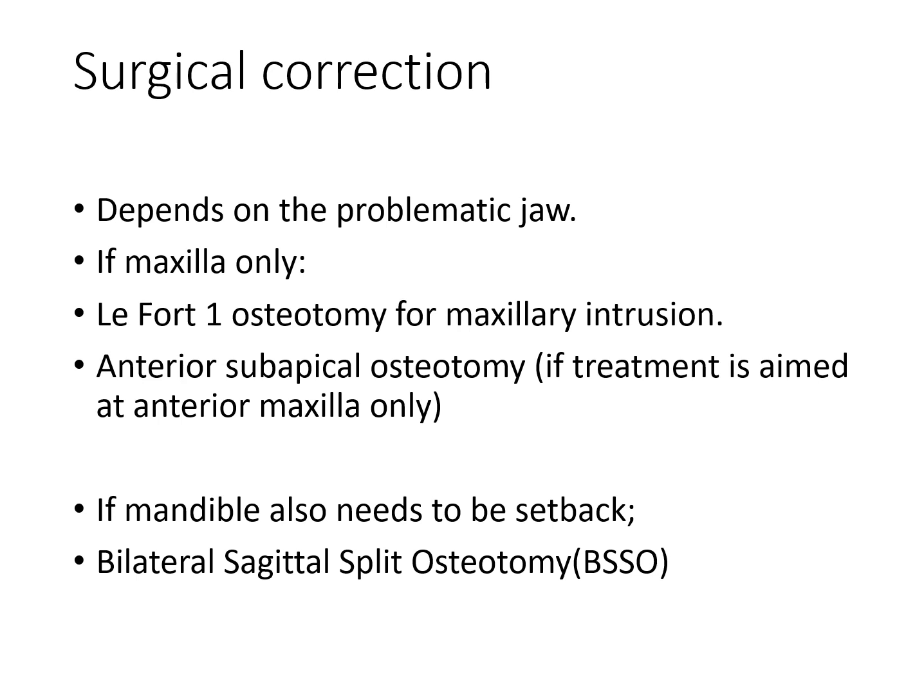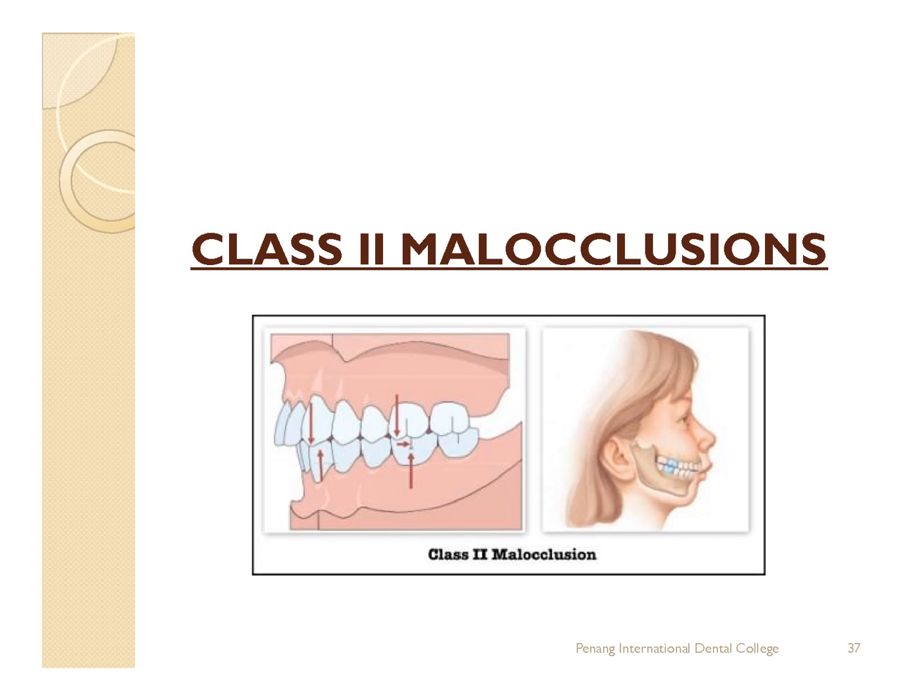So fixed appliance, basically, definitely requires extraction of your premolars, right? In surgery, it depends upon the jaw. Which jaw is at fault, right? So if maxilla only, you do a Le Fort 1 osteotomy for maxillary intrusion. Or if the mandible is at fault, it has to be pushed back, then bilateral sagittal split osteotomy, which is your BSSO.